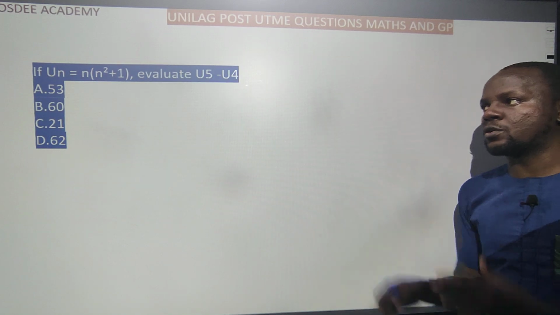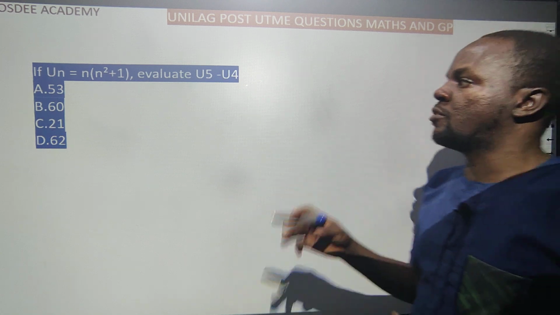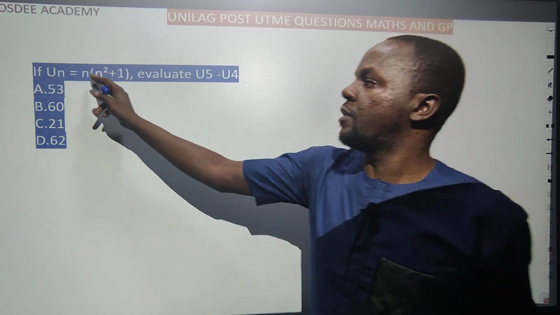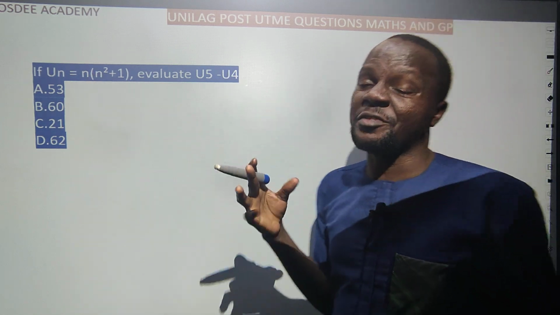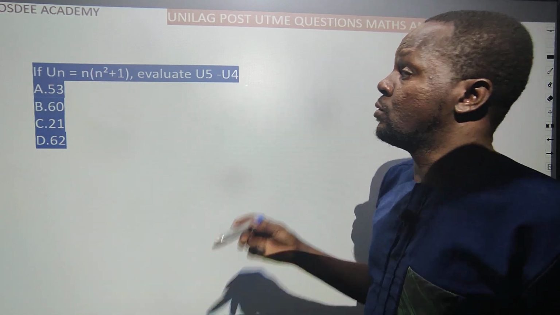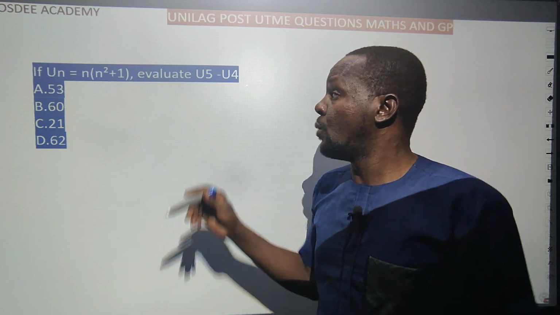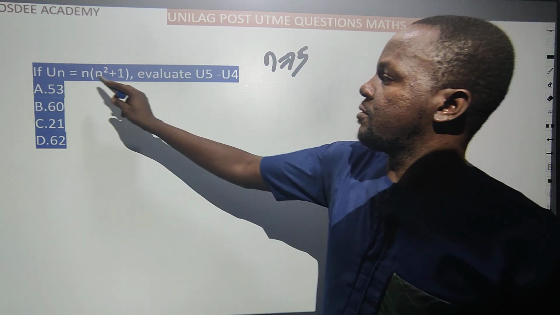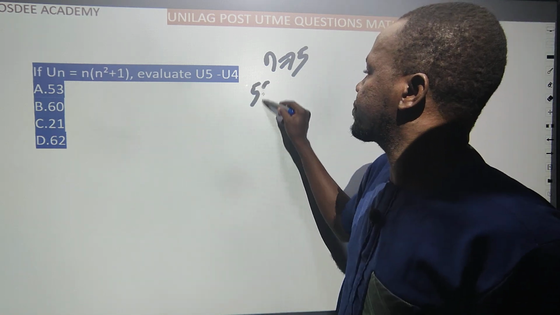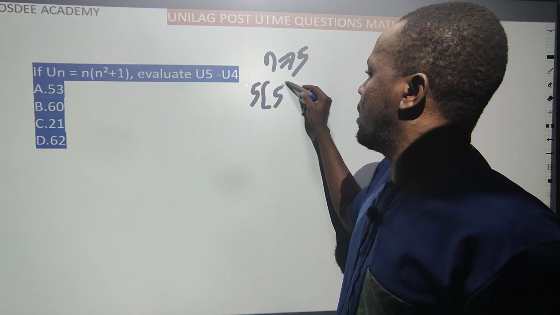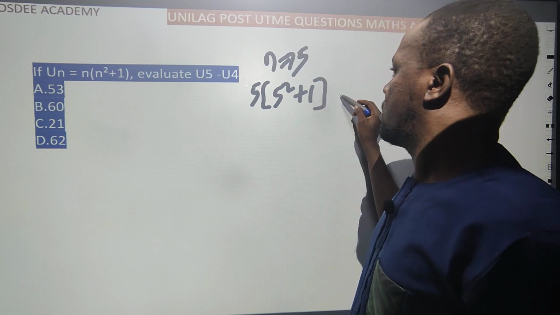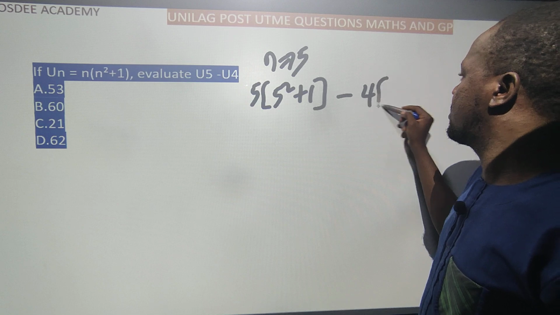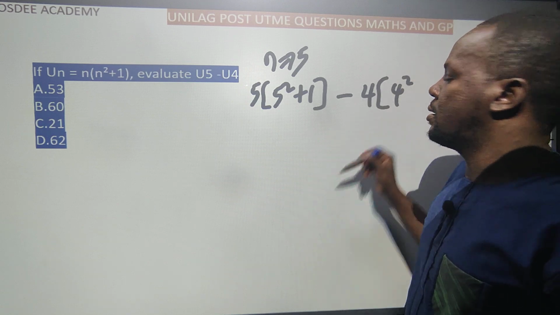Now, U of n is n open bracket n squared plus 1. Evaluate U of 5 minus U of 4. That means when n is equal to 5 minus when n is equal to 4. There are different ways, but just do direct substitution if you don't know how to do shortcuts. When n is equal to 5, everybody should be able to do this. It will be 5 open bracket 5 squared plus 1, minus when n equals 4, that is 4 open bracket 4 squared plus 1.